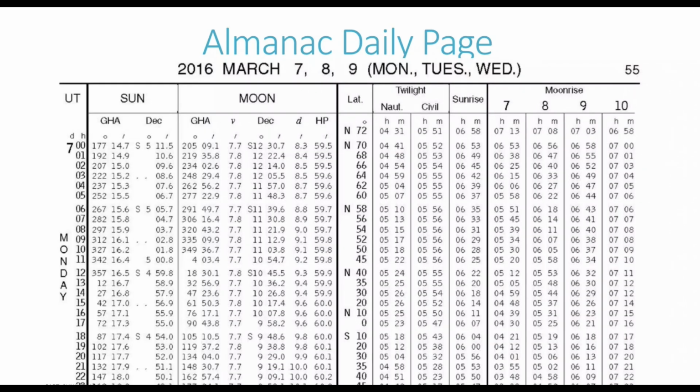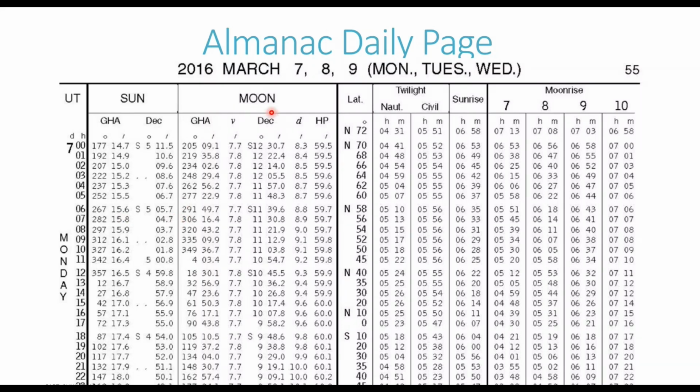Let's now go to the right-hand side page of the Almanac. The right-hand side page gives you the data about the sun. The first column is for the sun. You can see the GHA and declination of the sun given for all hours every day. So you can get the hourly figure of GHA as well as declination from the daily page.